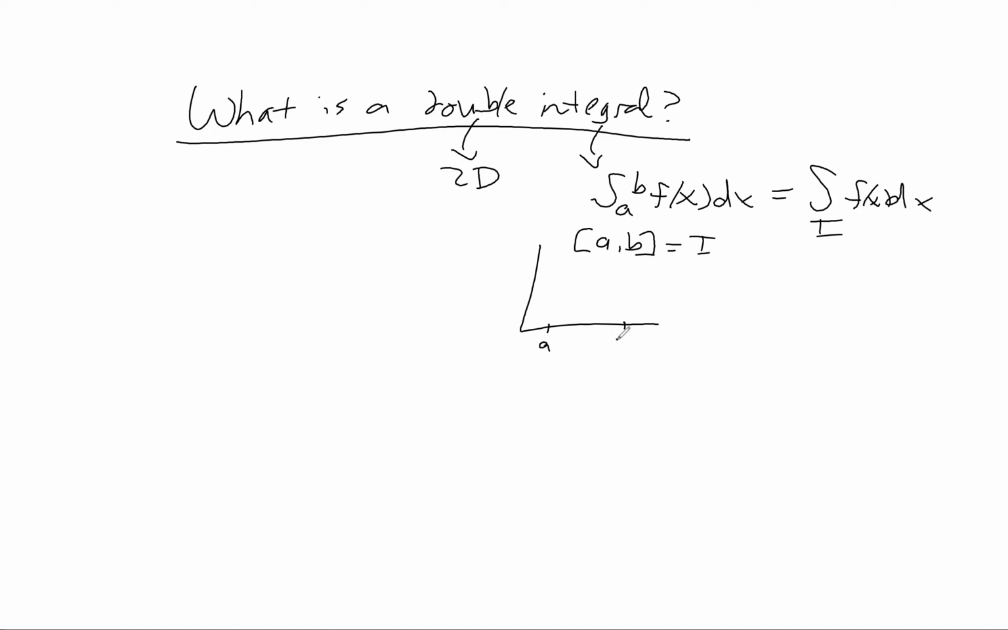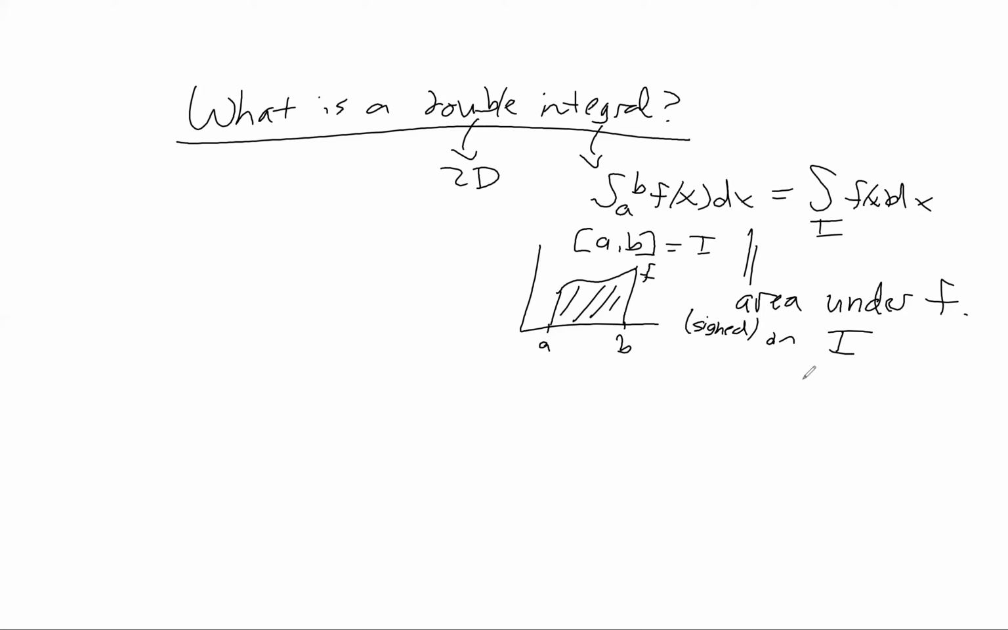And so the integral, it's a very easy to understand definition in single variable calculus because it's just the area under f on the interval I. And it's actually the signed area, right? Because you could have f of x equals x. And so you take the integral, it's actually 0 because that's the signed area.